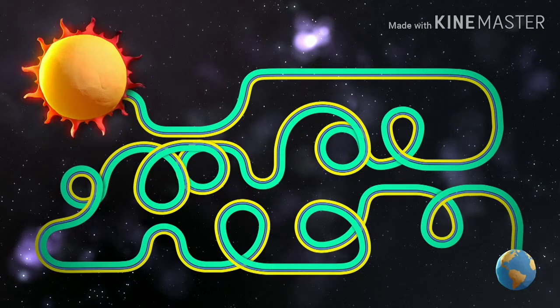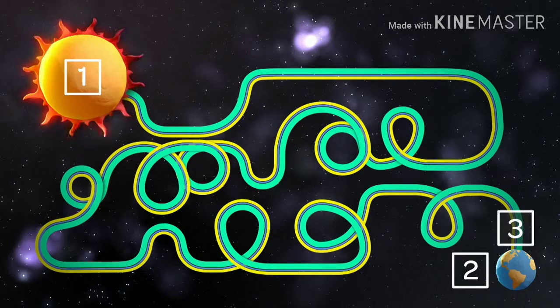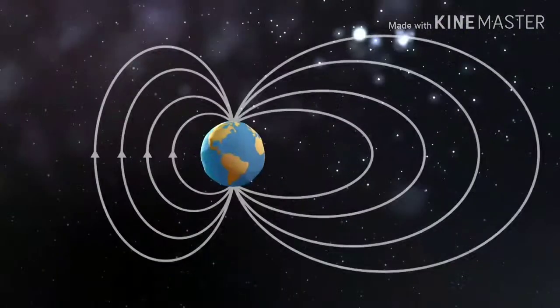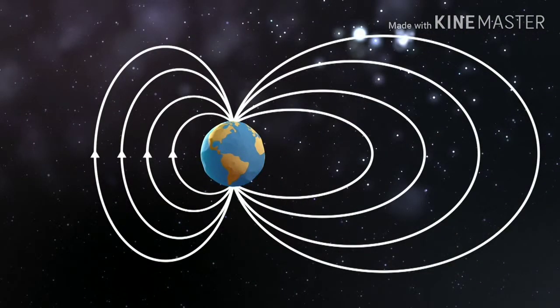Let's track this intergalactic voyage by focusing on 3 main points of their journey: leaving the sun, making a pit stop in the Earth's magnetic fields, and arriving at the atmosphere above our heads.